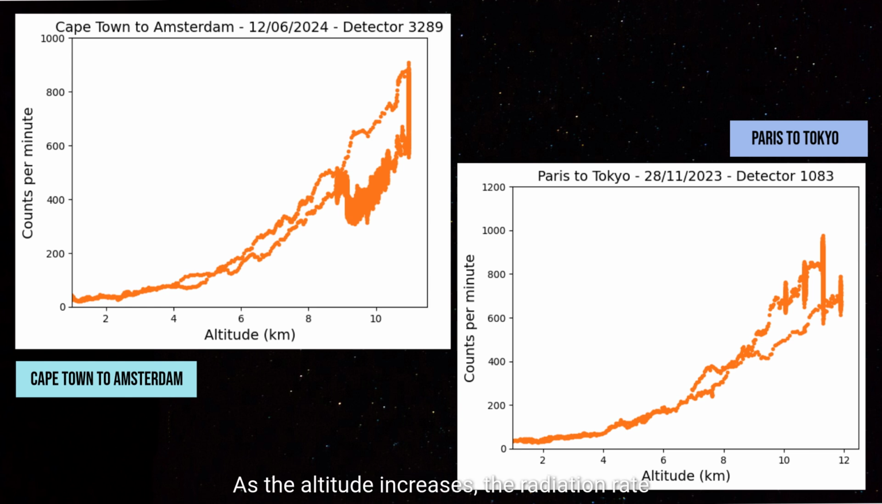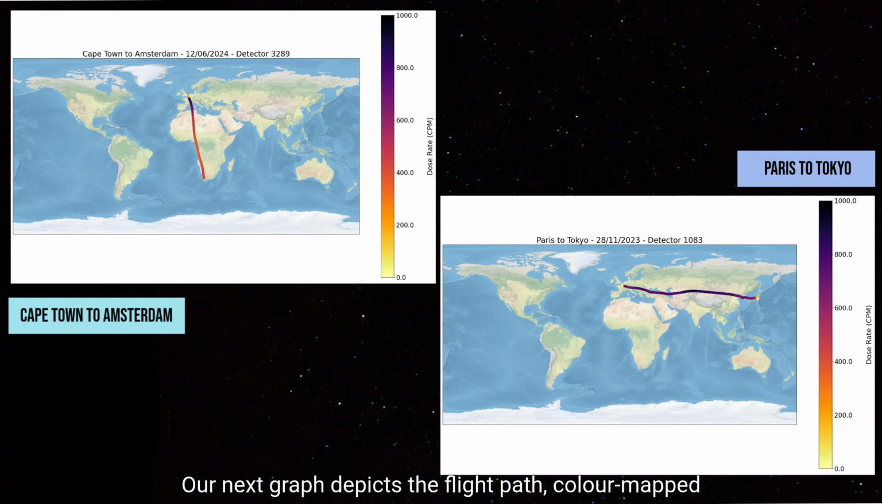Our third plot compares the altitude of the plane to the radiation rate, measured in counts per minute. As the altitude increases, the radiation rate should also rise. This is because at higher altitudes, there are fewer atmospheric particles between the airplane and cosmic radiation, and thus less shielding.